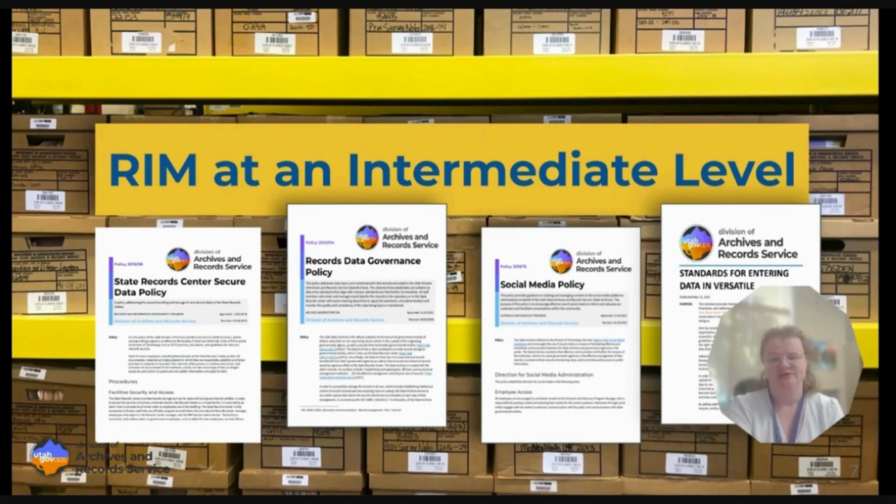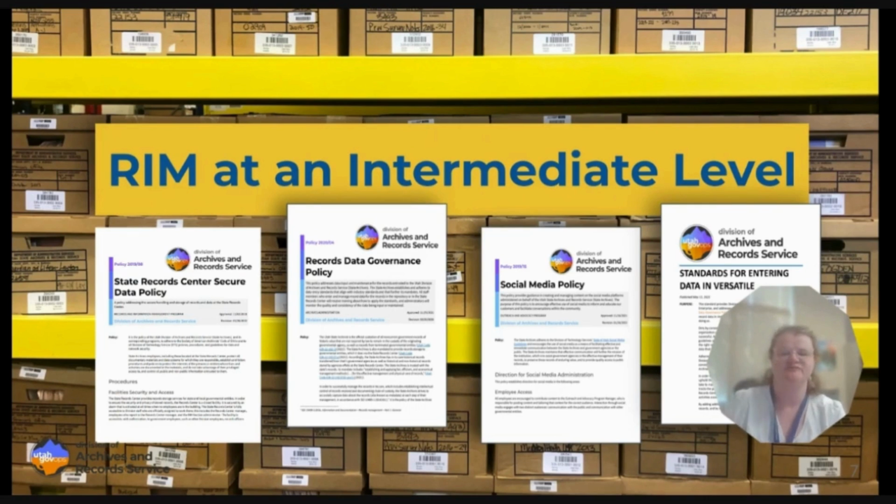RIM at an intermediate level includes establishing and implementing more formal rules and procedures around records making and storage processes. This might look like creating a formal procedure that establishes an organization method for a storage room, or rules for naming files in a shared file drive.